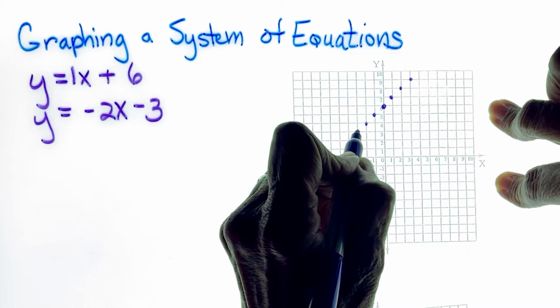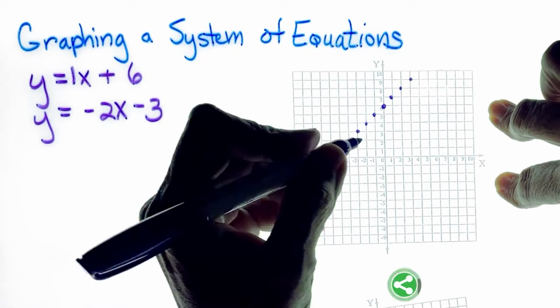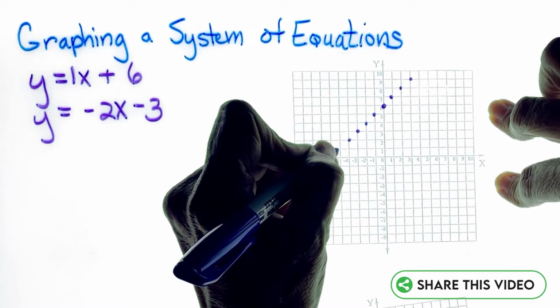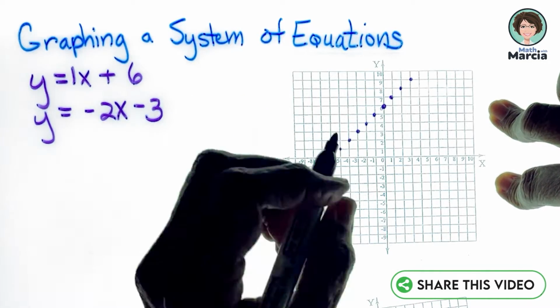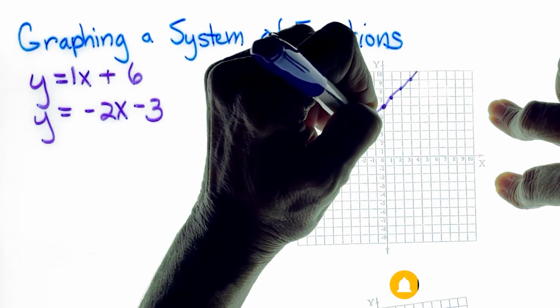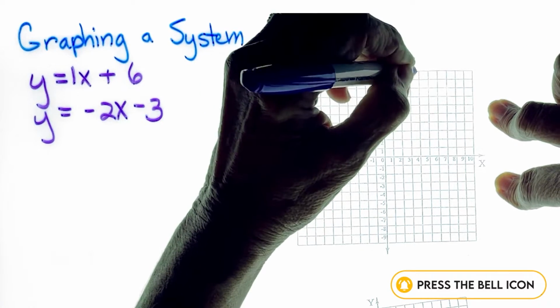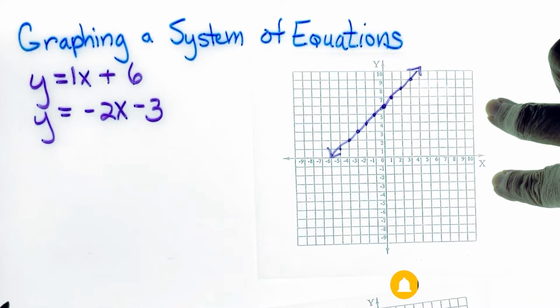It's very important to have a perfect straight line so that you are actually going to see where the two lines intersect. So now I'm drawing the line for the equation of y equals x plus 6.